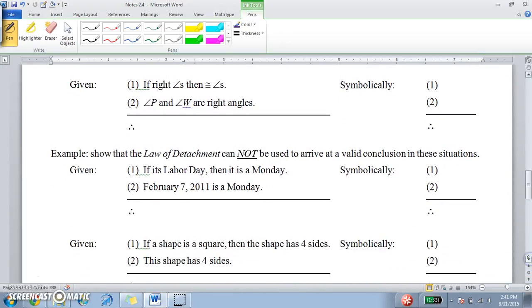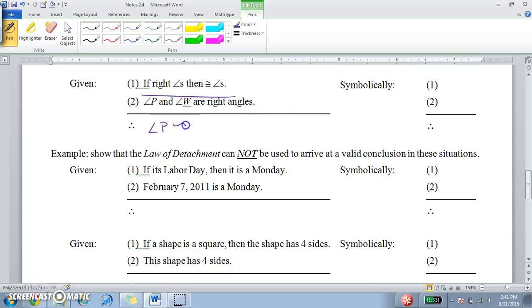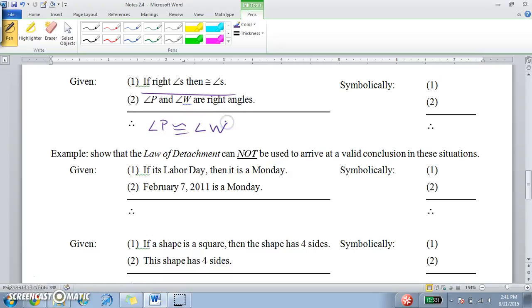Another example: if right angles, then congruent angles. This means if you've got two right angles, then those are congruent angles, because obviously two right angles are congruent to each other. So if right angles, then congruent angles. Angle P and angle W are right angles. Our conclusion would be angle P is congruent to angle W. It says if they're right angles, then they're congruent angles. P and W are right angles, therefore P and W are congruent.